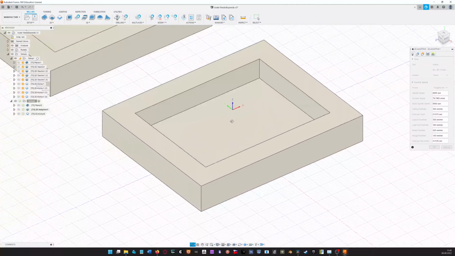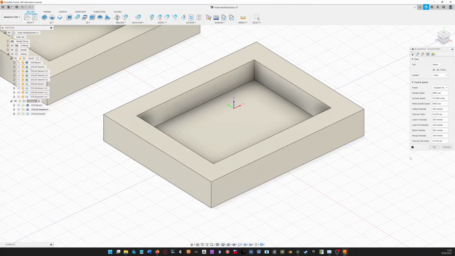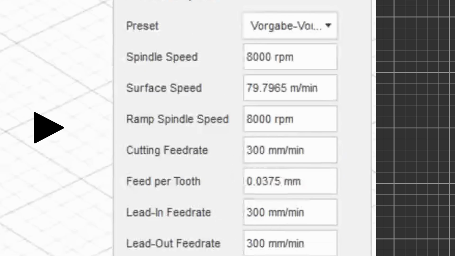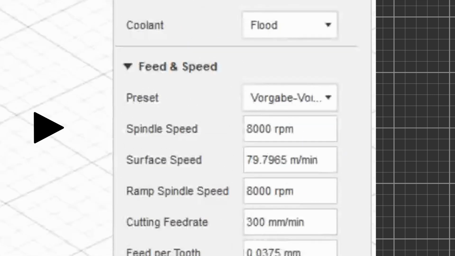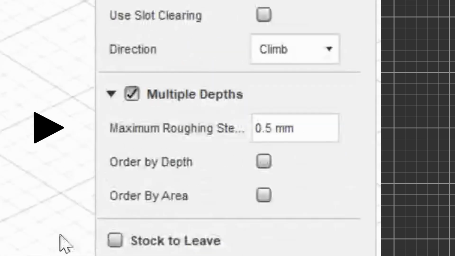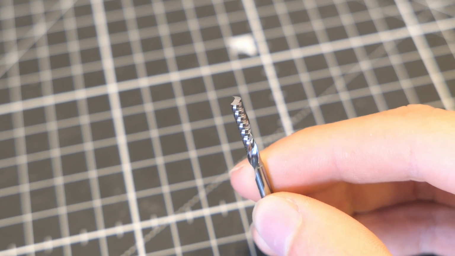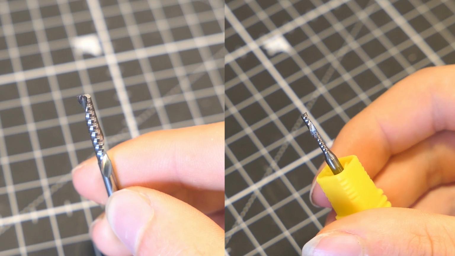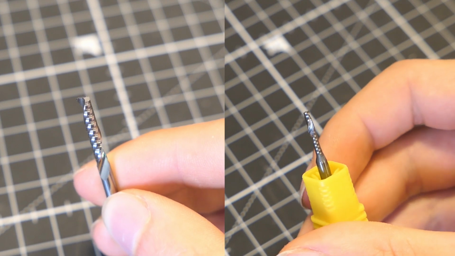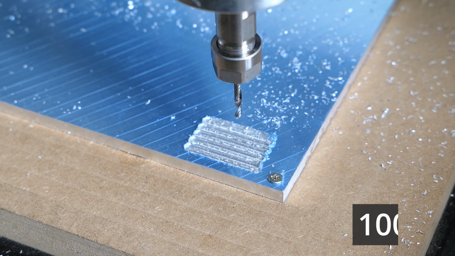I went back to using the same model as before and started out with a speed of 300mm per minute, a spindle speed of 6000 RPM, and a cutting depth of 0.5mm. For the end mill, I used this 3.175mm single flute end mill. This is pretty much the same as before, just a bit bigger. Now let's run this program and see the results.